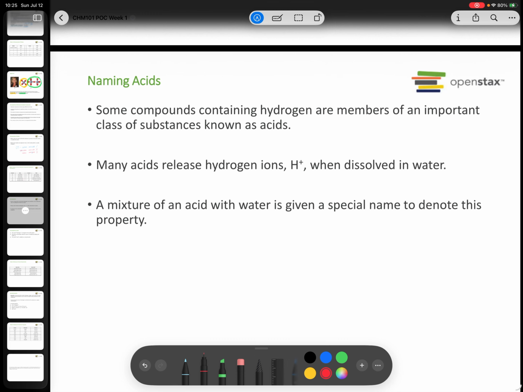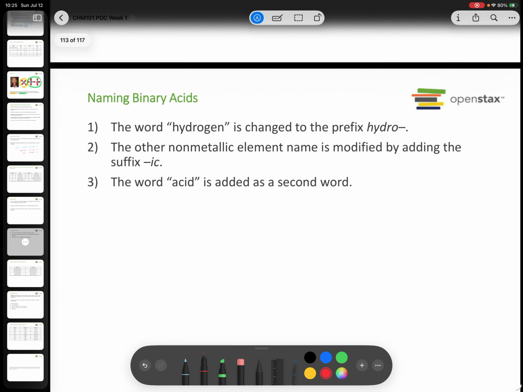Okay? So, yung rule depends siya on whether the acid is a binary acid containing hydrogen and one nonmetal, or an oxyacid containing hydrogen, oxygen, and another element. Okay? So, binary acid and oxyacid yung kailangan nating alamin dito. So, for binary acids, we have to change the word hydrogen to the prefix hydro. Okay? Hydro. Hindi na siya buong hydrogen.